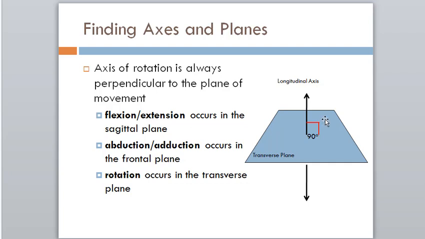Flexion and extension is joint rotation that is occurring in the sagittal plane. Abduction and adduction is joint rotation that is occurring in the frontal plane, and rotation is the spinning that's occurring in the transverse plane.